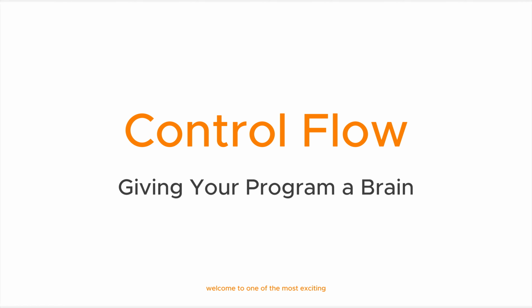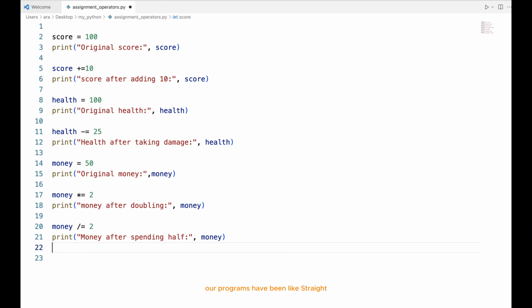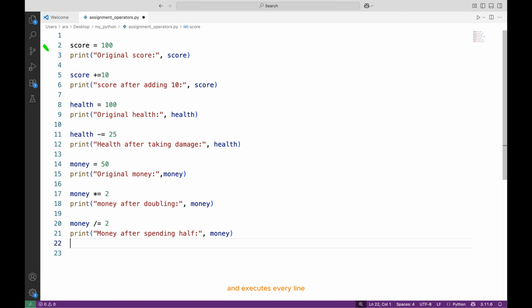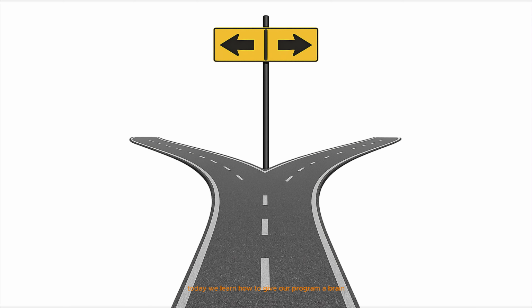Welcome to one of the most exciting lessons in programming. So far, our programs have been like a straight, single road. The Python interpreter starts at the beginning and executes every line one after another until it reaches the end. It has no choice. But real power comes from making decisions. Today, we learn how to give our program a brain.